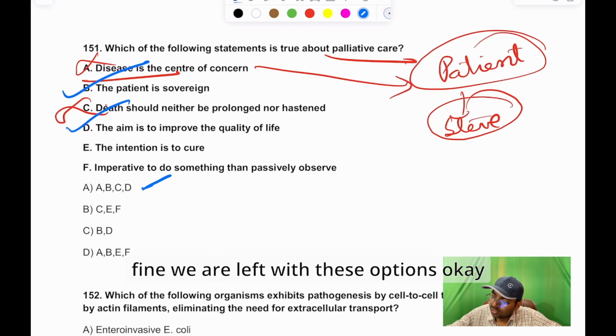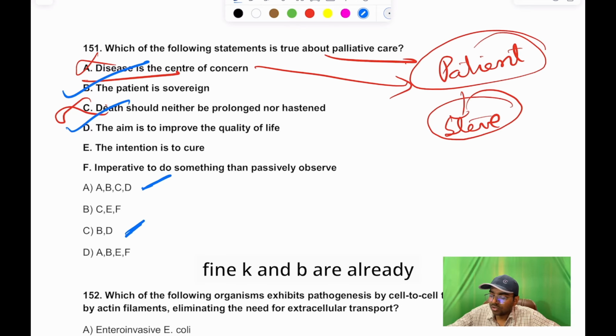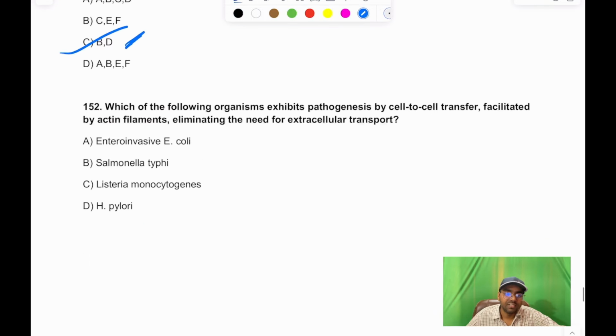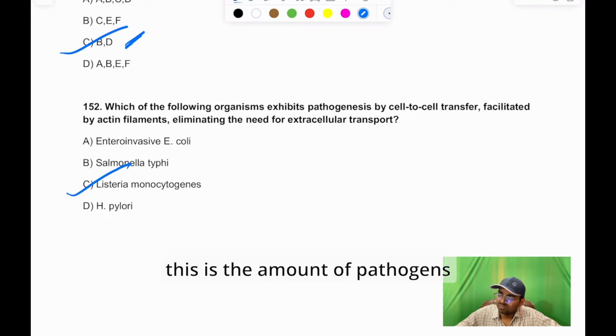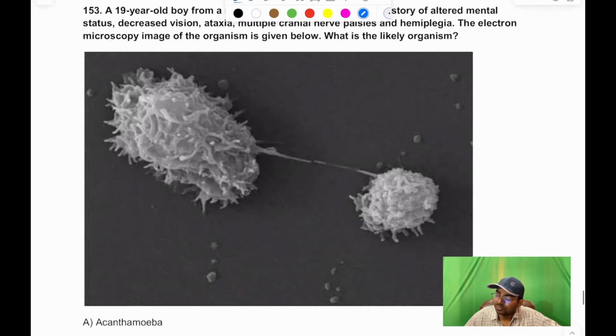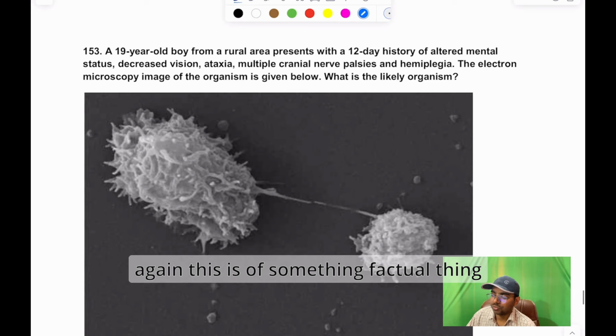Fine, we are left with these options. A and B are already out of the game. We get C. Now this is a factual thing. Listeria monocytogenes. Again, this is a factual thing.